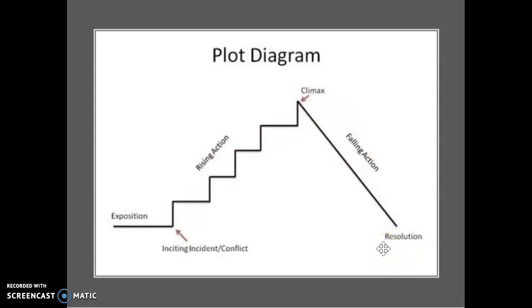Most short stories tend to be a lot more lopsided than this diagram depicts. So authors tend to spend a lot more time in the exposition and rising action portion of the story than they do in the falling action and resolution. Sometimes a falling action and resolution can be just 1 or 2 sentences in a short story.